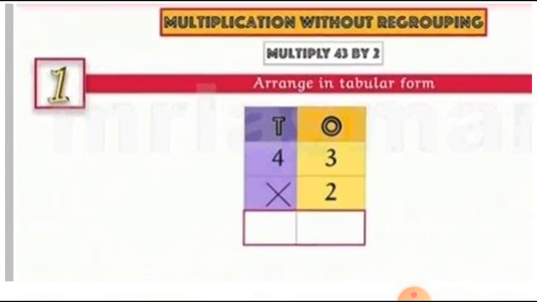Multiplication of a two-digit number by a one-digit number without regrouping, that we will check today. So, if a question is given to multiply the number 43 by 2, then you have to arrange these numbers in tabular form first. That is, you have to arrange it in tables. And don't forget to put the multiplication symbol. Okay, so just like this you can arrange.